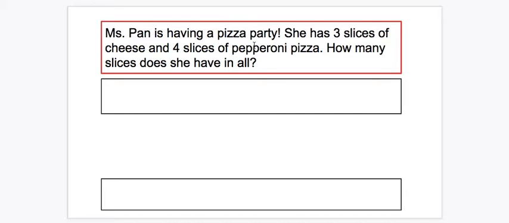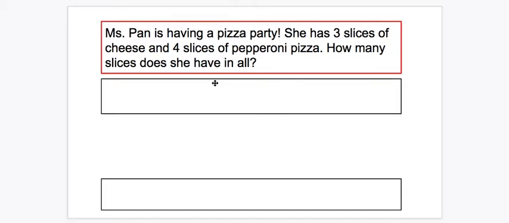Close your eyes. Miss Pan is having a pizza party. She has 3 slices of cheese and 4 slices of pepperoni pizza. How many slices does she have in all? One more time. Close your eyes and really think about what's happening in the story. Miss Pan is having a pizza party. She has 3 slices of cheese and 4 slices of pepperoni pizza. How many slices does she have in all?